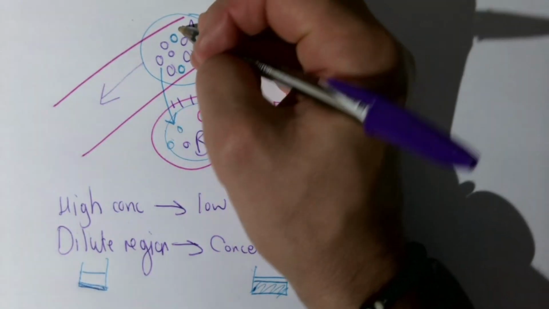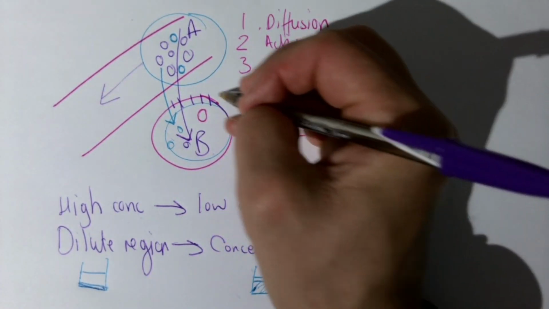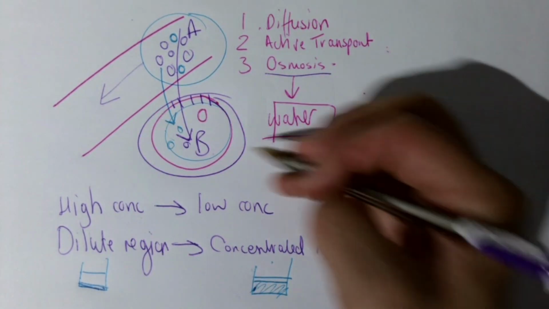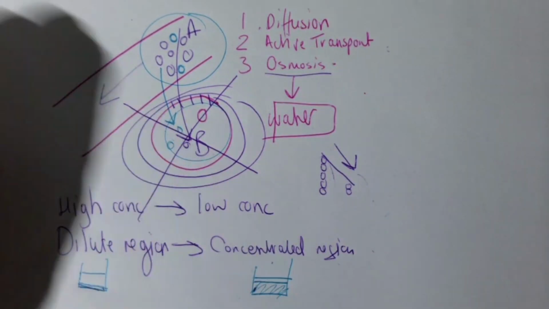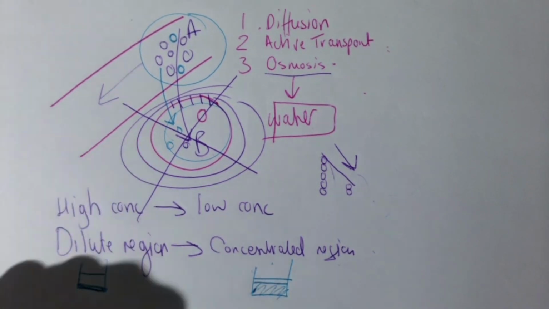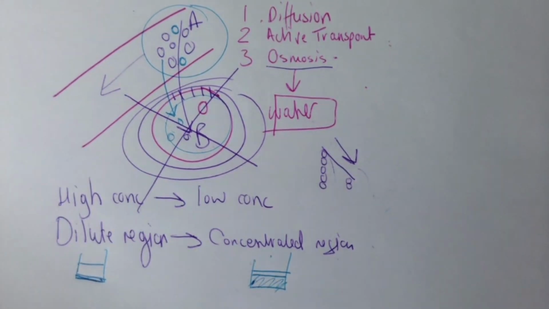The problem is, if the water moves into the cell, it will expand. And it will keep expanding until the cell bursts. And that, unfortunately, ladies and gents, is death of the cell, which is not good. So, in order to understand the required practical, you've got to understand that the required practical is based upon the behavior of water, which is the definition of osmosis. Water moving from more dilute to more concentrated, down a gradient.